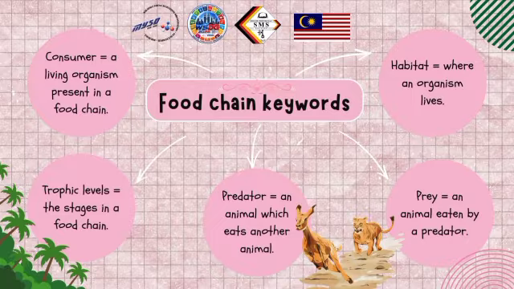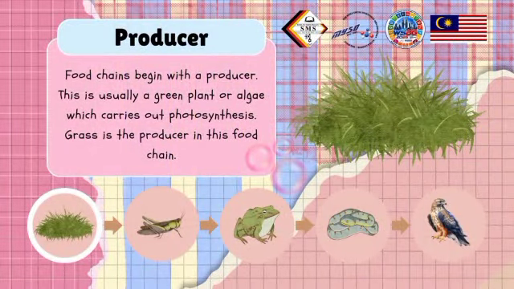In this picture, the deer is the prey of the lion. So, these 5 keywords: consumer, habitat, trophic level, predator, and prey, help us understand how a food chain works. I will explain about the food chain.